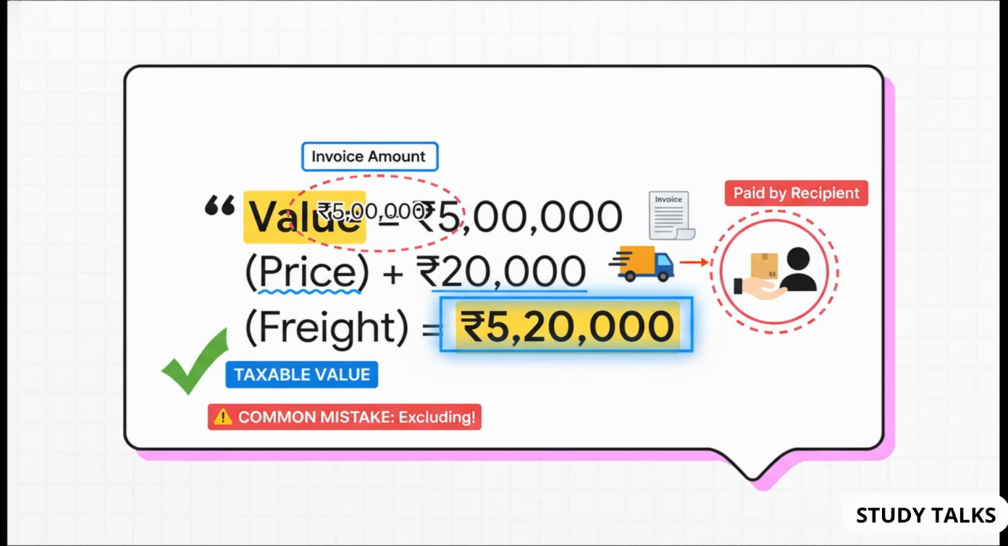And there you have it. The correct value of supply is not 5 lakh rupees. It's the 5 lakh rupee price plus the 20,000 in freight that the recipient paid. The correct taxable value is 5,20,000 rupees. Your entire GST calculation will be based on this number.